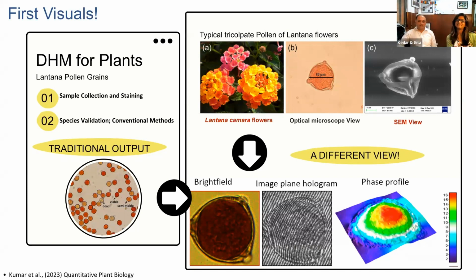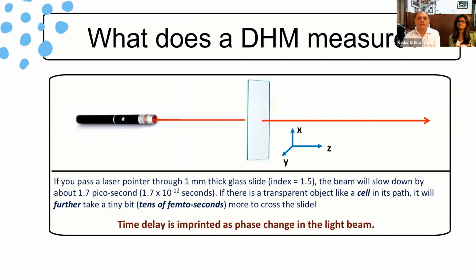Thanks, Gitanjali. I'm going to give a simple overview of what these pictures actually mean and what this microscope is trying to measure in the first place. To begin with, we will look at a simple picture. We have all seen a laser pointer. Let us say we send a laser pointer through a glass slide, just like a standard microscope slide, which is maybe 1 millimeter thick with a glass of refractive index 1.5.